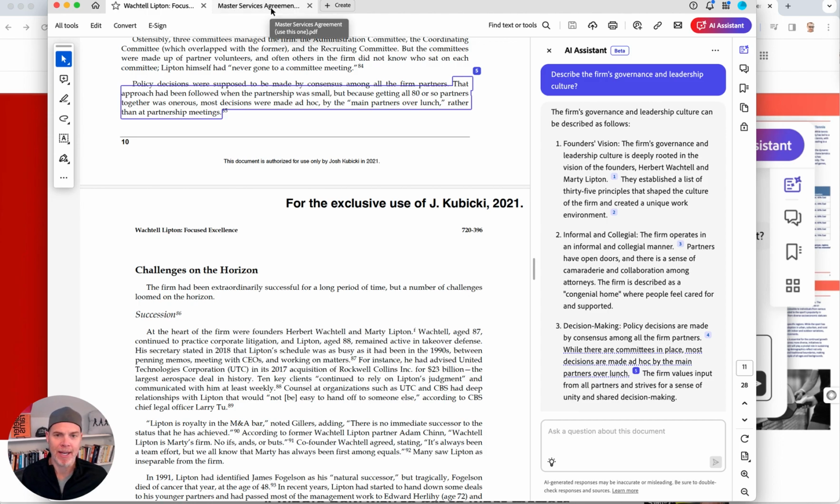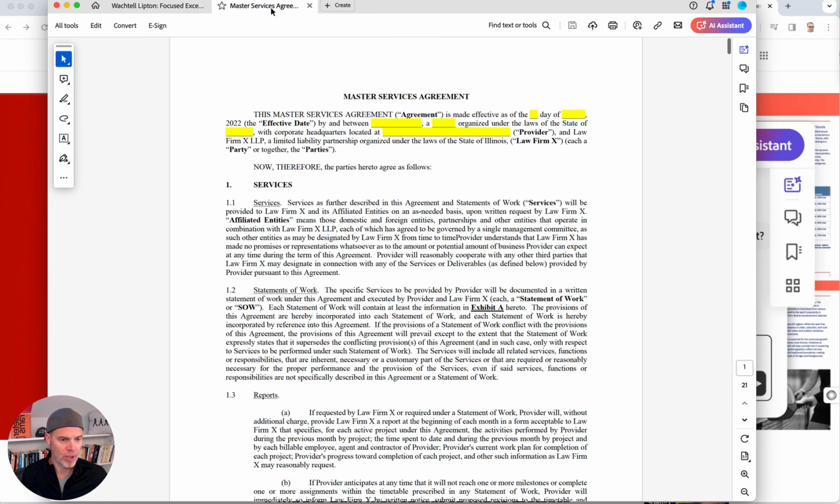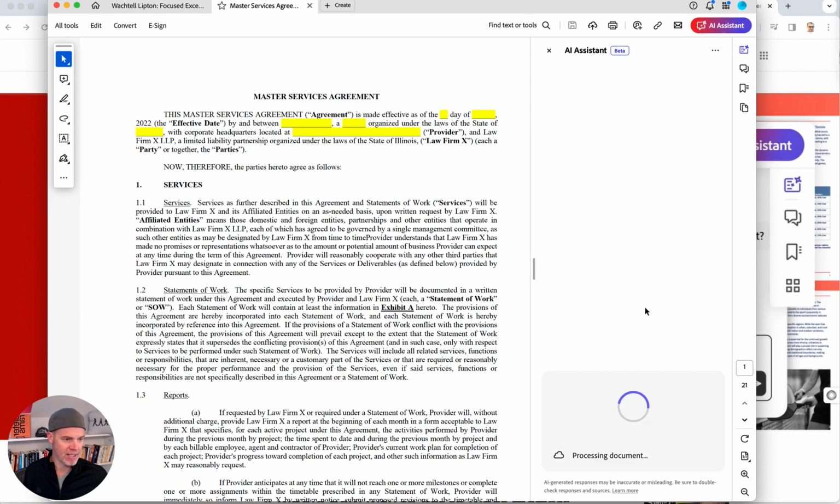Okay, let's go over to the MSA. That did a pretty good job. I'm going to turn on the AI assistant. I'm going to pause this again while it's processing the document. This one's 21 pages, but very text heavy.